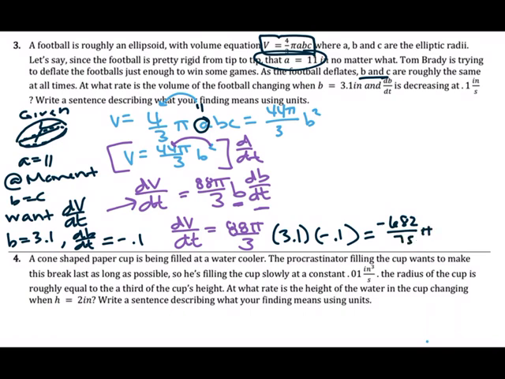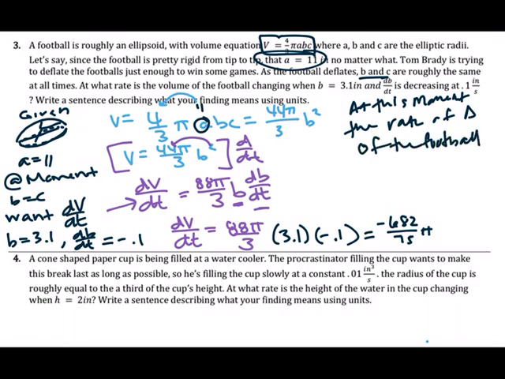Or if you got some other decimal place, that's fine. Just leave it in terms of pi. So my final answer at this moment, the rate of change of the volume of the football is negative 682 over 75 pi, and the units here would be inches cubed per second since we're talking about volume.